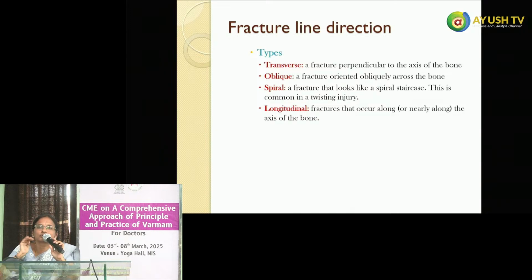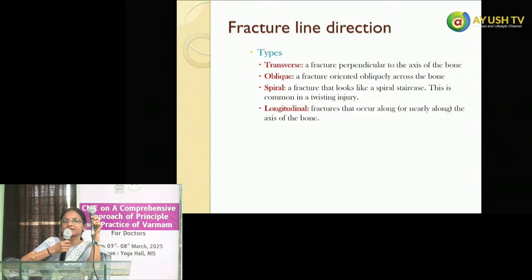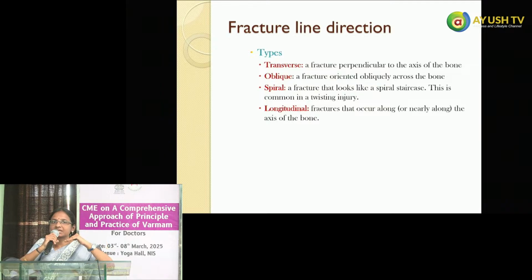Transverse means horizontal. See, if this is the bone, this is the axis of the bone. See, the long bone's straight axis. Based on this axis we have to determine the direction of the fracture line. So we have a long axis of the bone, and anywhere from bottom to top along the long axis, if there is a fracture perpendicular to the long axis, that is called a transverse fracture. A fracture which is perpendicular to the long axis of the bone is a transverse fracture.